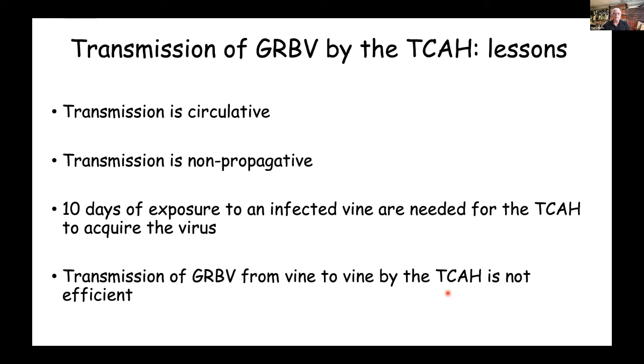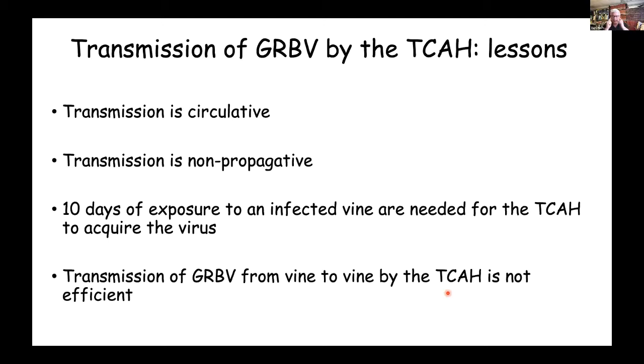So what have we learned? That transmission is occurring only if the virus transits through the insect body, but the virus uses the insect just as a hitchhiking vehicle to move from an infected vine to a healthy vine. It does not multiply within the insects. And at least 10 days of exposure to an infected vine are needed for the hopper to acquire the virus.